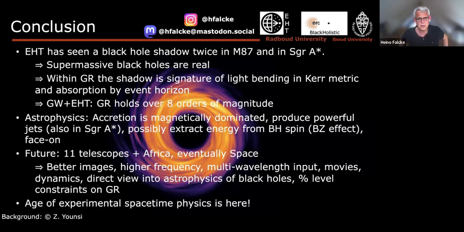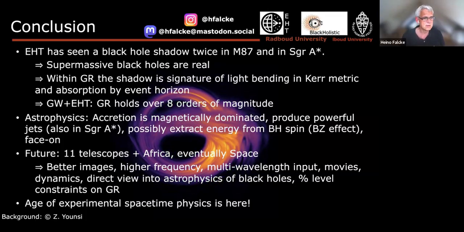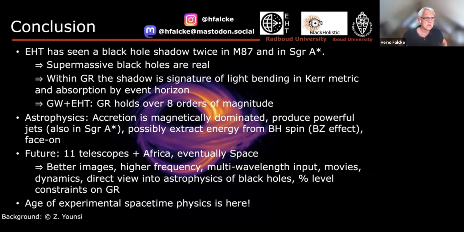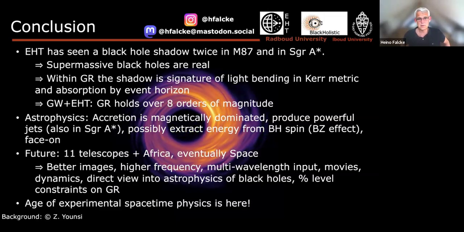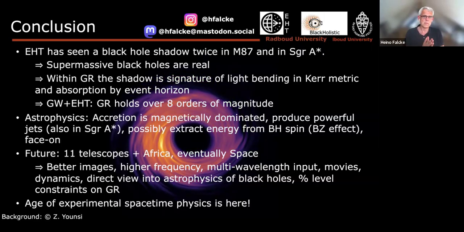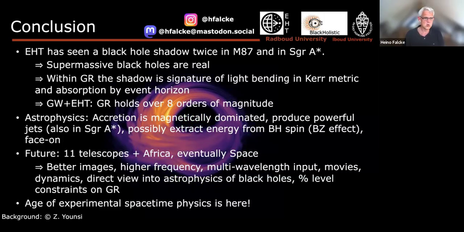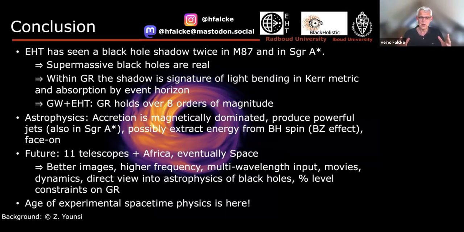And I hope that in a few years we can regularly make lots of observations from Africa and make fantastic movies. So the EHT has seen a black hole shadow, I think twice, in M87 and Sagittarius A*, and it has been confirmed now over multiple years, with two different sources. So I think we can now say supermassive black holes are real. They are a fact of science now. We know they exist.